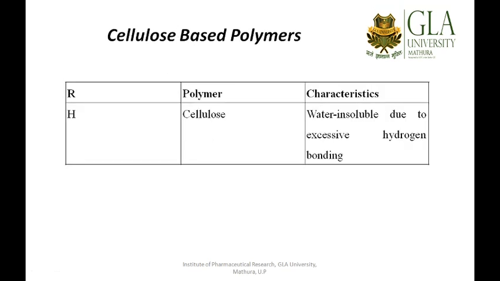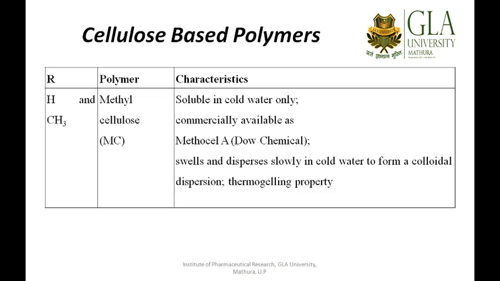Let me show you this table which I have drawn over here. You can see the polymer is cellulose, the backbone is cellulose, and what is the characteristic of cellulose? It is water insoluble. And why is it water insoluble? Because of excessive hydrogen bonding. How the property changes on substitution, you can see in the next table. When we have substituted a methyl group into the cellulose parent molecule, it becomes soluble in cold water only. You can see the transition happening when we do the substitution.